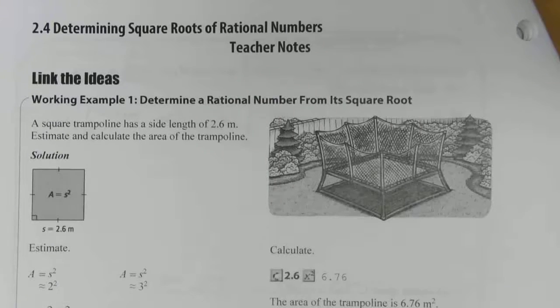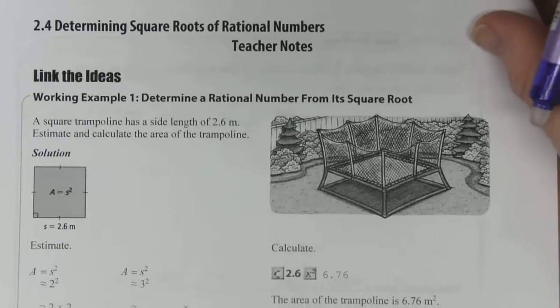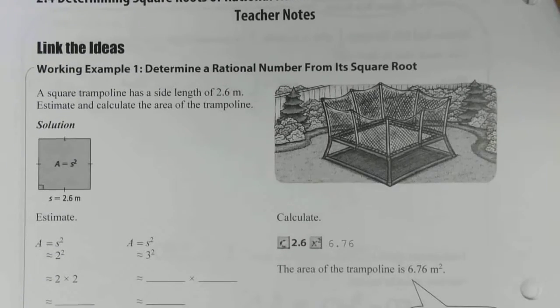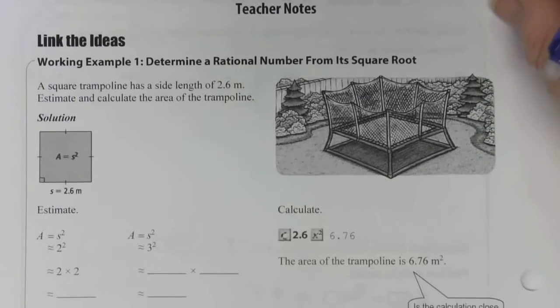Section 2.4 is determining square roots of rational numbers. So we're going to link some ideas together here. Working example number 1 is determine a rational number from its square root.